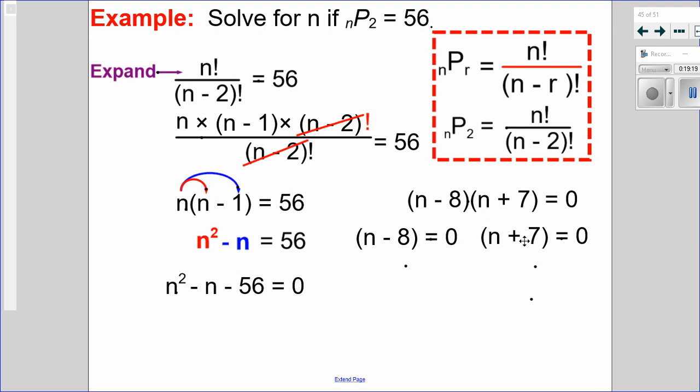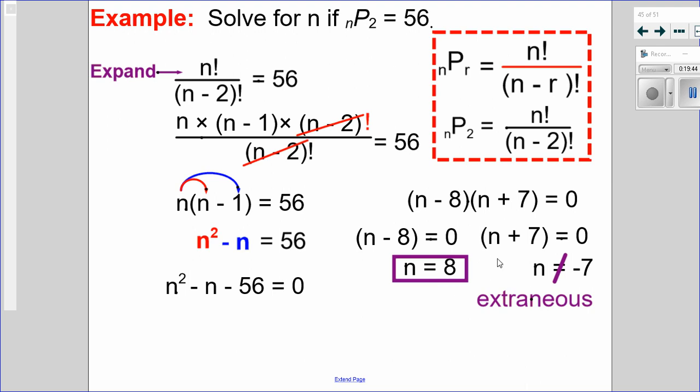n minus 8 equals 0, or n plus 7 equals 0. So here I just add 8 to both sides to get n equal 8. Here I subtract 7 from both sides to get n equal to negative 7. So remember, because I'm solving for n, the total number of objects, I can't have a negative. So that is an extraneous root. So the only solution would be 8.